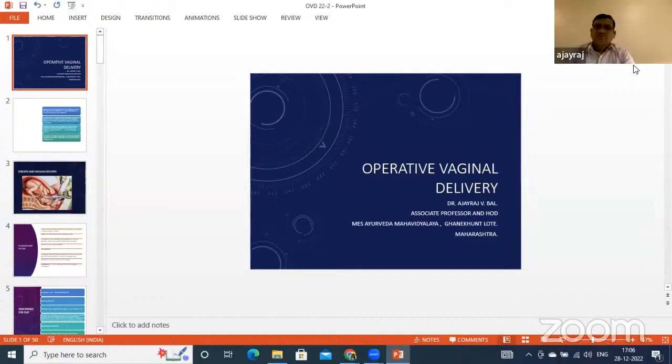One of them is, if there is a cord around the neck of the baby, we can see nowadays in the USG report it is mentioned that there is a cord around the neck, and the situation is indicating for OVD. Then what would be the better option, OVD or straight to the LSCS?